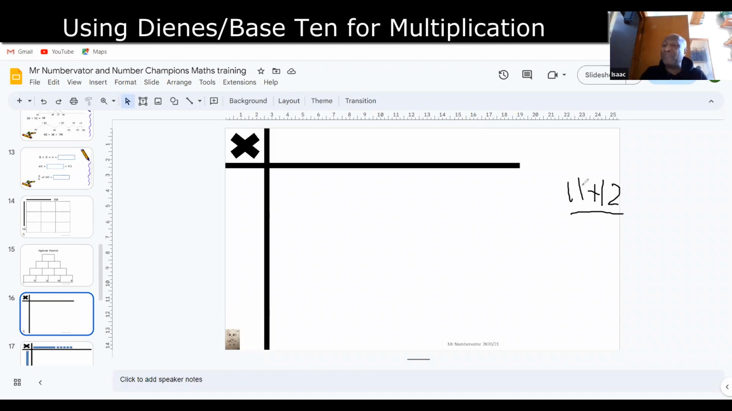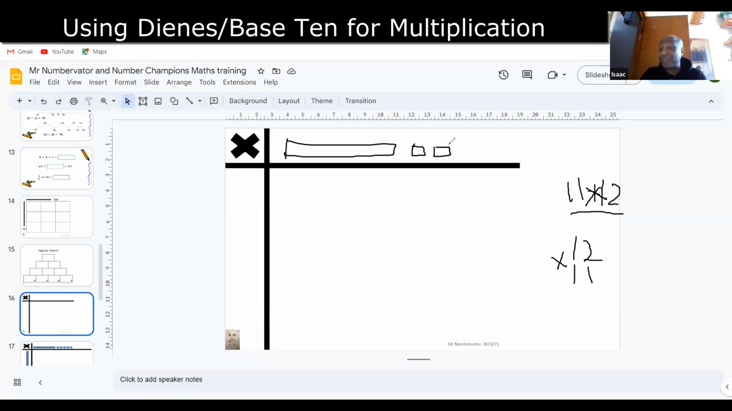If I'm doing 11 lots of 12, the bigger number always goes on top, because if we're doing column multiplication, we know that the bigger number goes on top. So it's 12 multiplied by 11, not the other way around. Because the 12 goes on top, how do we represent 12? We're going to have a 10, and then 2 ones.